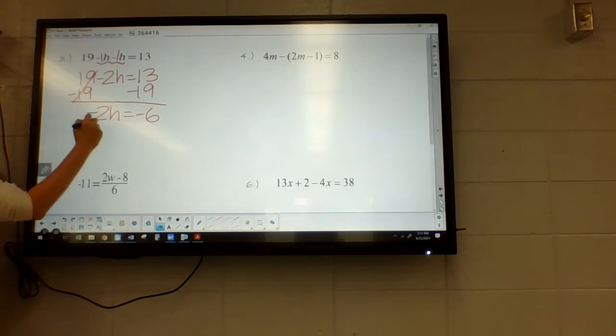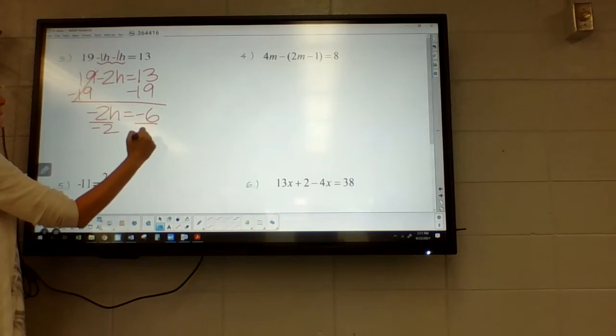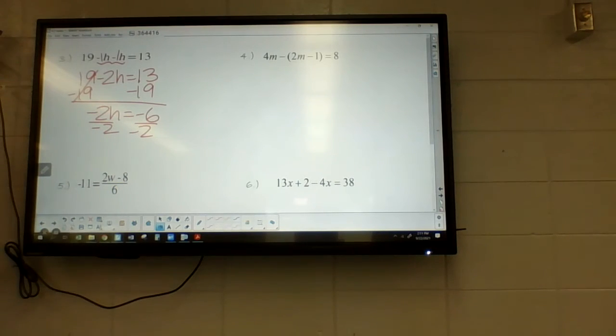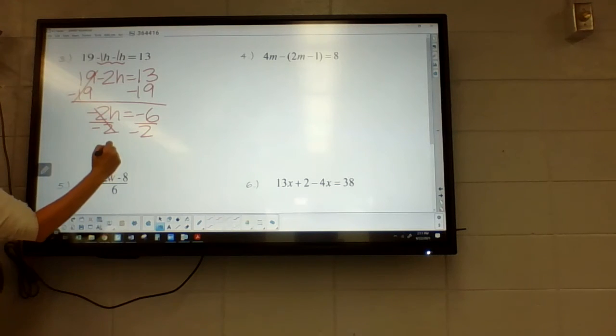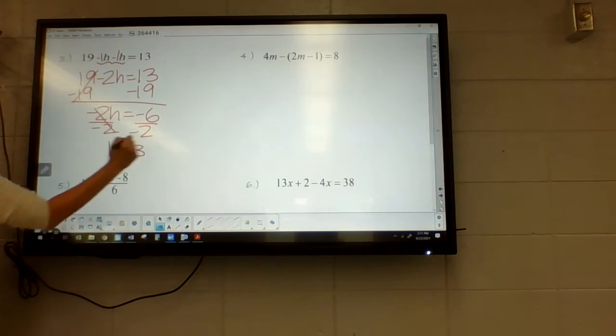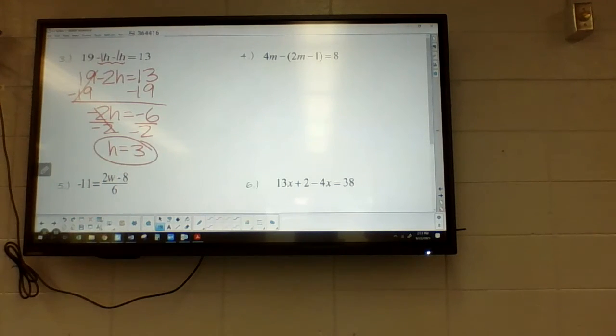If both sides are negative, can you just put a positive in? You'd have to change all of this, every little term. So this would be negative, so you can flip them all. If you change one sign, you have to change all the signs. So h ends up being 3.